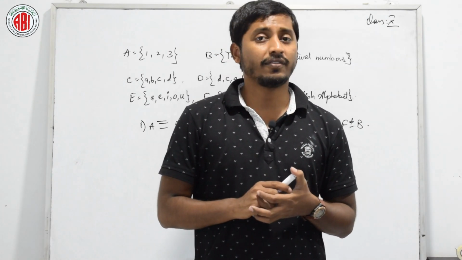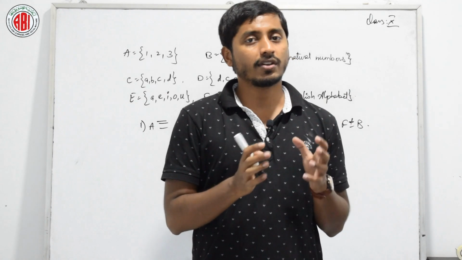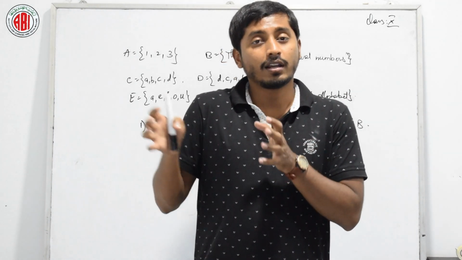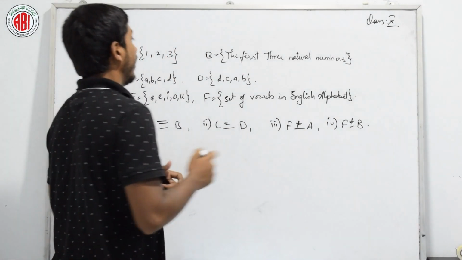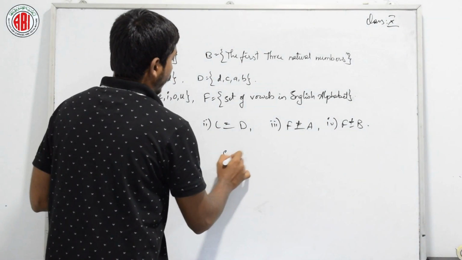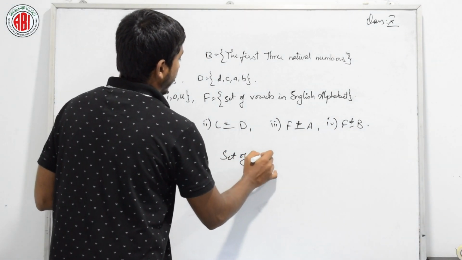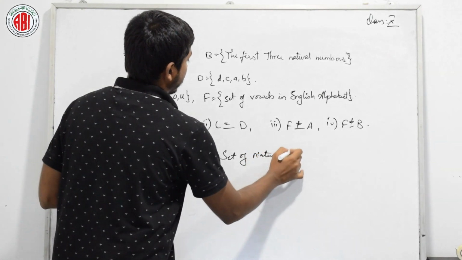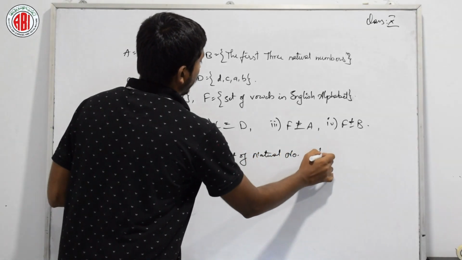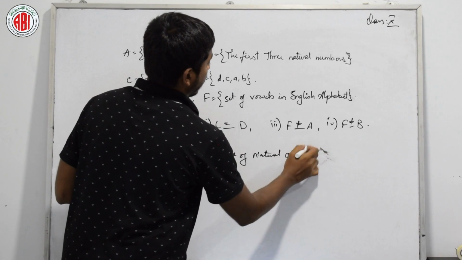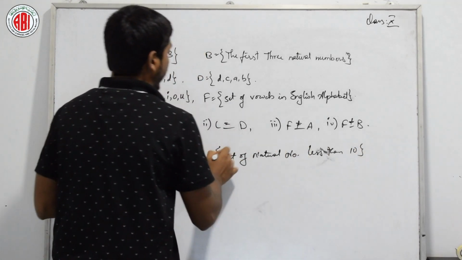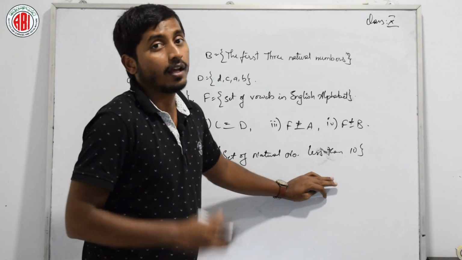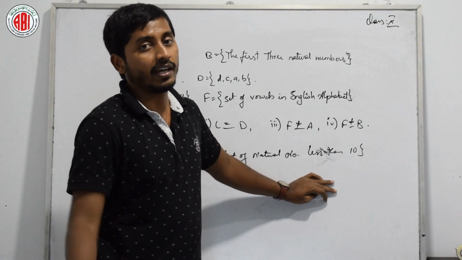An infinite set we can define as something like a finite set, but we can't count till the end point. For example, if I say the set of natural numbers less than 10, can I define it? Up to 10 it is 1, 2, 3, 4, 5, 6, 7, 8, 9.